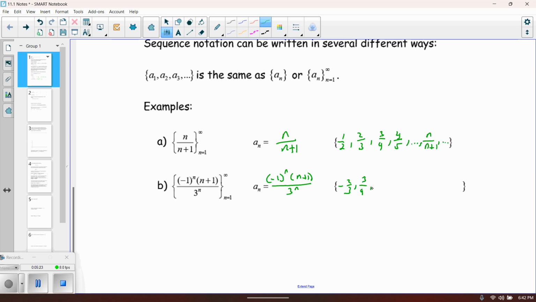Plugging in n equals 3. Once again, now your term is going to be negative because you're going to have an odd power of -1, which would give you -4/27.